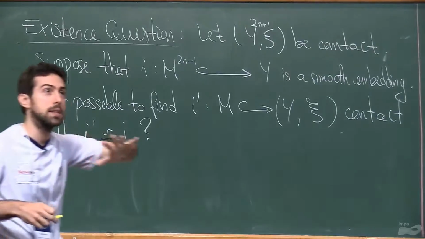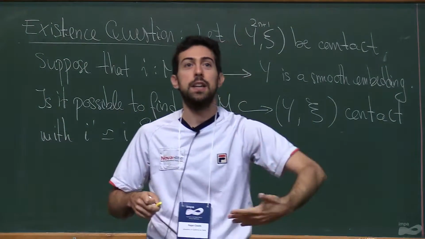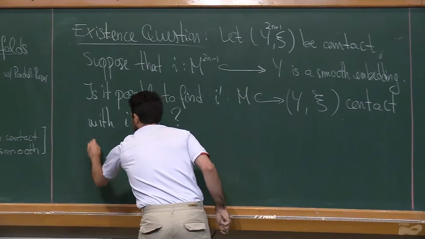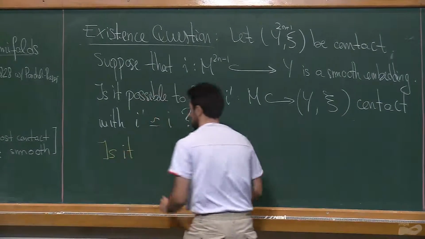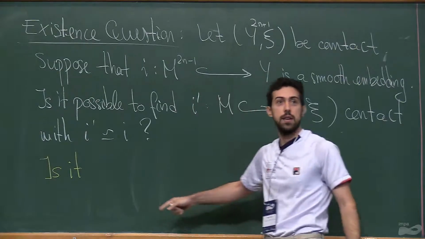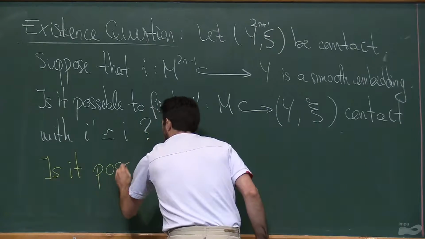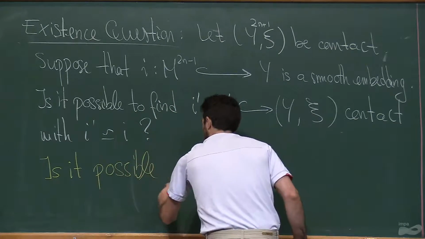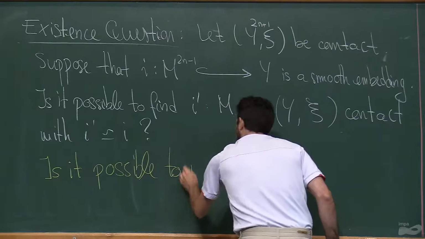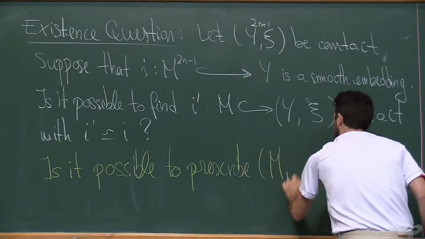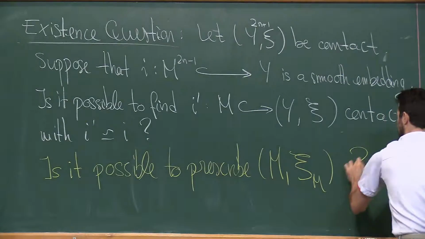Not only is the embedding going to make contact, it's going to make contact with the structure that I want. Okay? Added to that, is it possible, so that's like, this would be called the isocontact h-principle. This would be just called the contact h-principle. So is it possible to prescribe the induced structure? Is it possible to prescribe M? So let's maybe call this xi sub M.